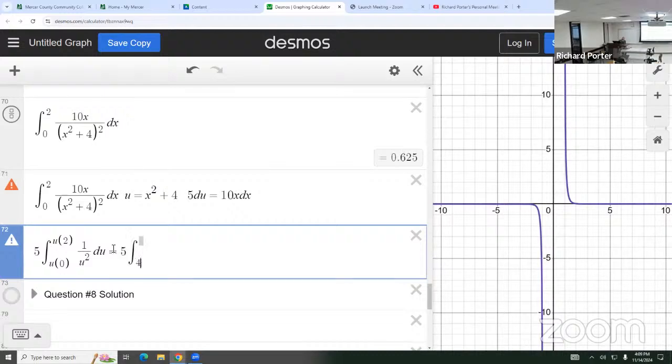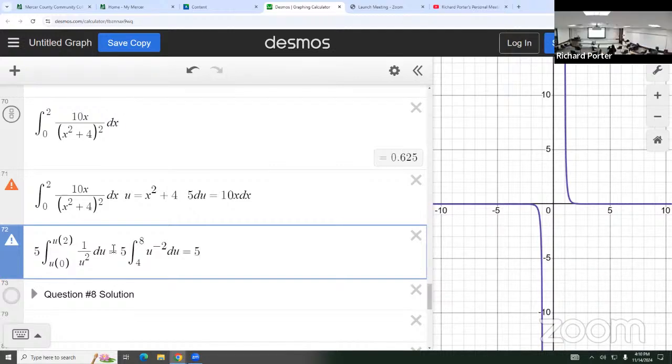Thank you. So that's 4 on the bottom. What is it on the top? 8. That's u raised to the minus 2 du. Now I can use the fundamental theorem. What's the antiderivative? So u is raised to the minus 2. When I do the antiderivative, I get u to the what power? Add 1 to negative 2. What do you get? Negative 1. And then you have to divide it by negative 1.